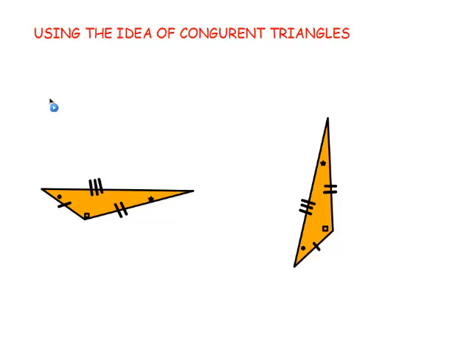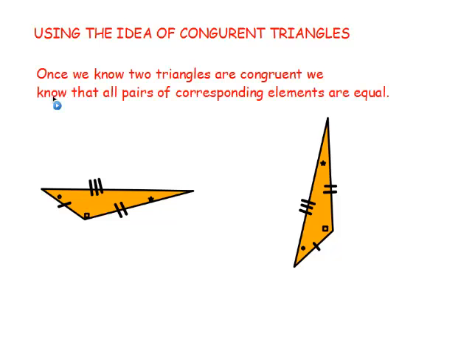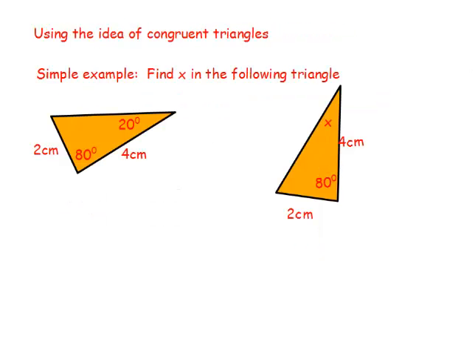In this video I explain how we use the idea of congruent triangles. The uses are all based around this idea. Once we know two triangles are congruent, we know that all pairs of corresponding elements are equal. There are 6 pairs, aren't there? 3 pairs of corresponding sides, 3 pairs of corresponding angles. So let's look at a simple example.